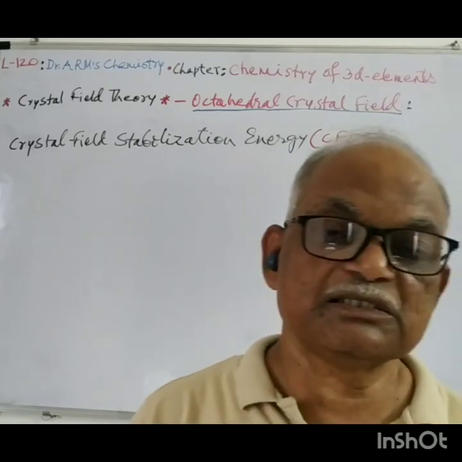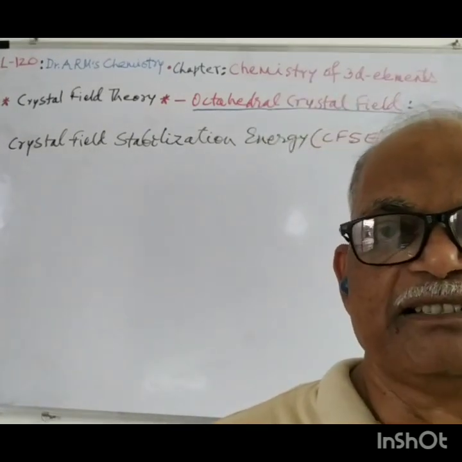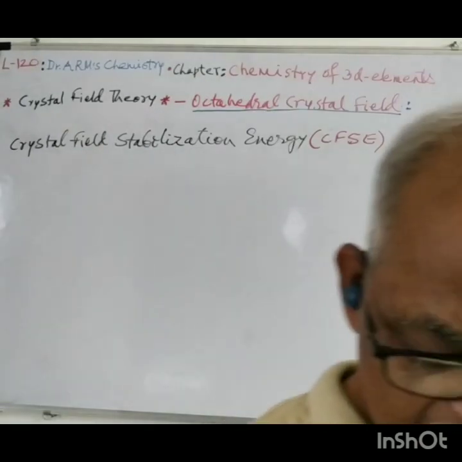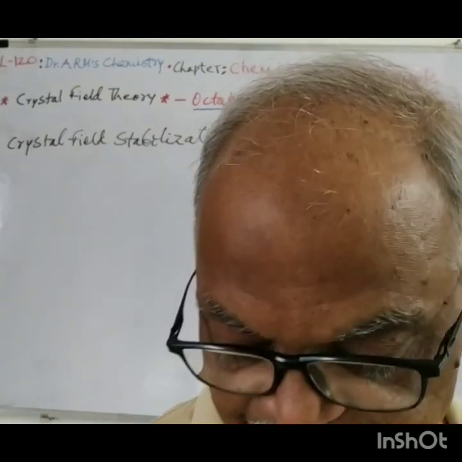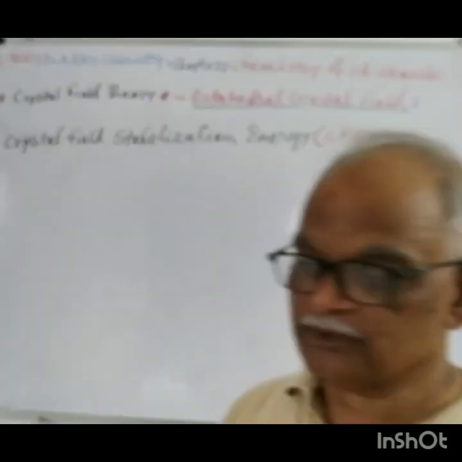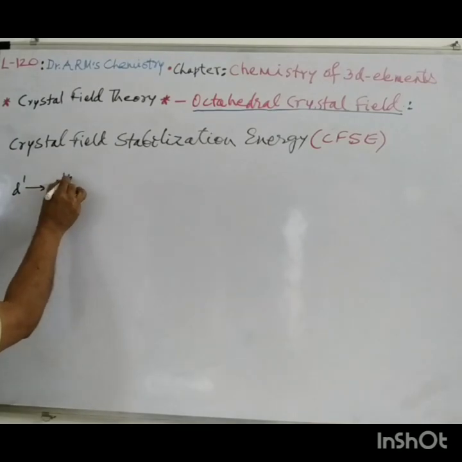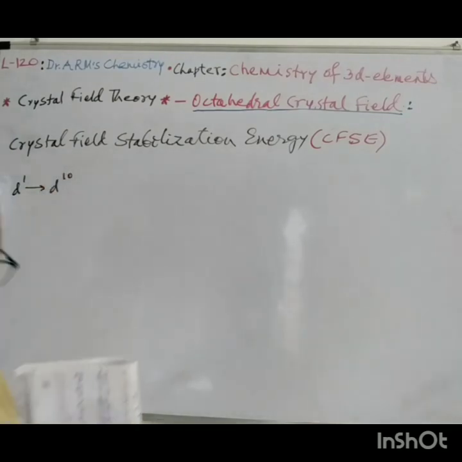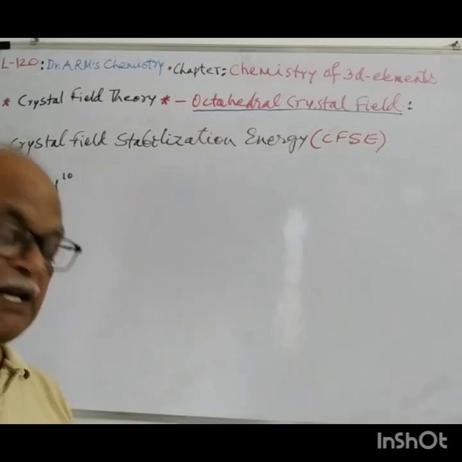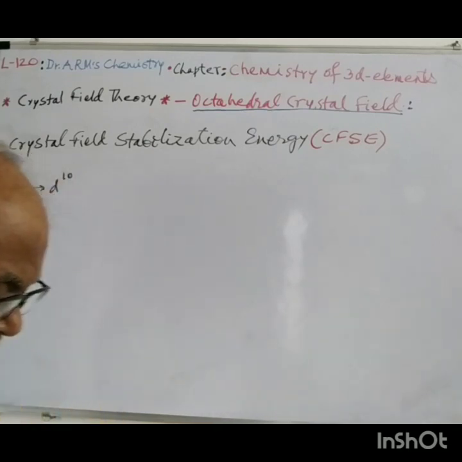So the CFSE is correlated to the number of electrons present in the d orbitals. So we will see how the electrons are distributed depending upon the crystal field. We know that the d electrons range from d1 to d10, and depending upon this we will determine the crystal field and to what degree it is stabilized.